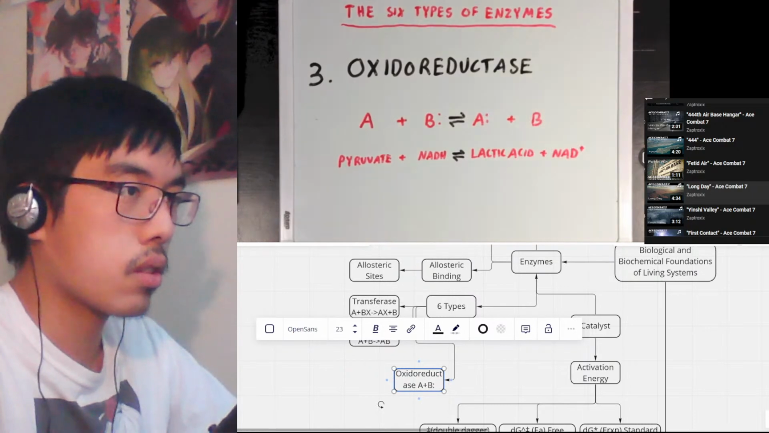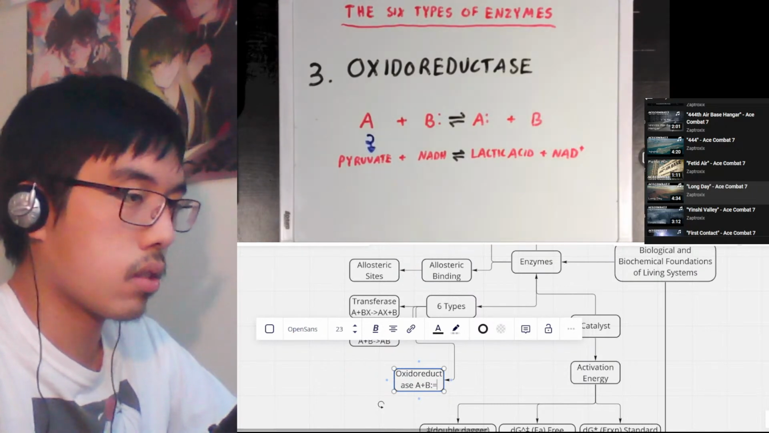Now, a great example of an oxidation-reduction reaction occurs during lactic acid fermentation, where electrons are either passed from NADH to pyruvate or from lactic acid to NAD.